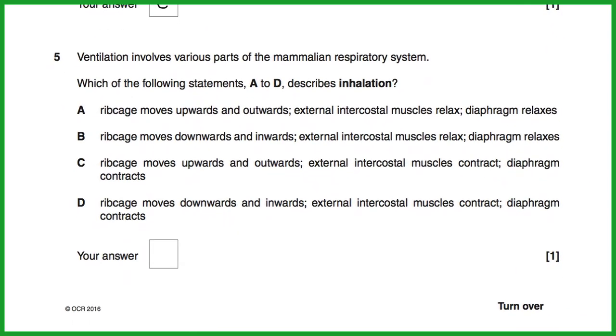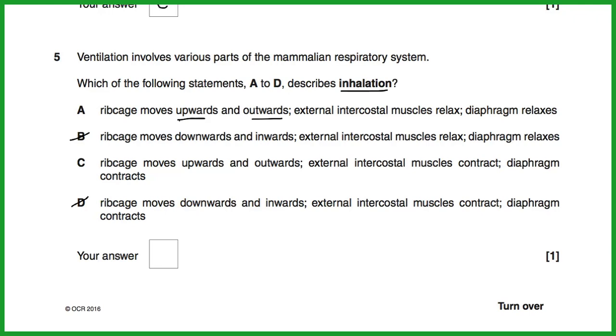And then ventilation involves various parts of the mammalian respiratory system. Which of the following statements describes inhalation? Now, in inhalation, you have to increase the volume of the thorax, because if you increase the volume, you decrease the pressure, and when you decrease the pressure, air will move into the lungs. So by increasing the volume, we would move the rib cage up and outwards, which means that it has to be either A or C.